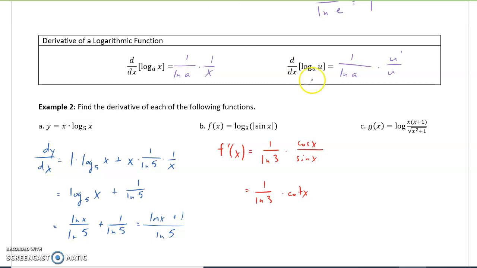And then with this last one, don't forget that properties of logs is a thing. So we definitely want to rewrite this as the sum and difference of logarithmic expressions. Anything in the numerator, we're going to add, and anything in the denominator, we're going to subtract. So keep in mind, of course, that this is not a derivative step.